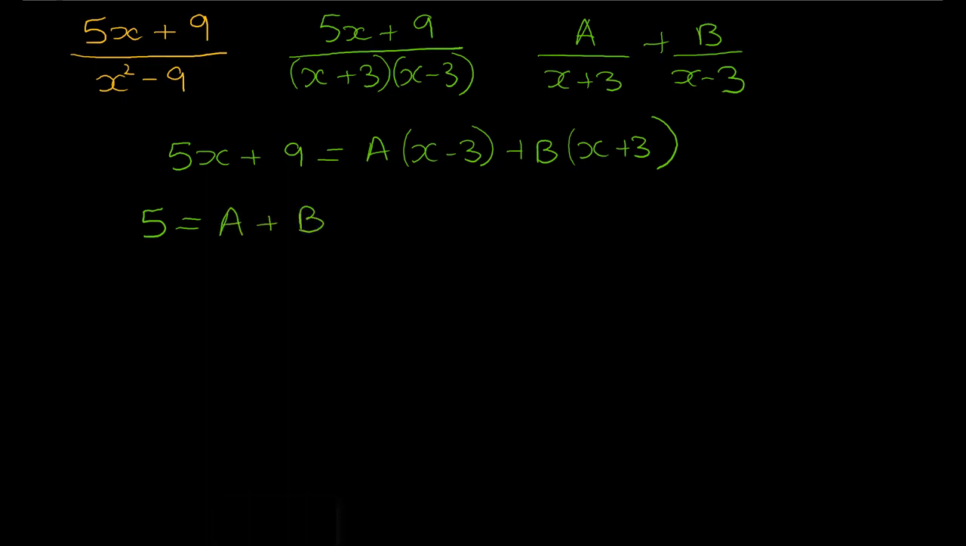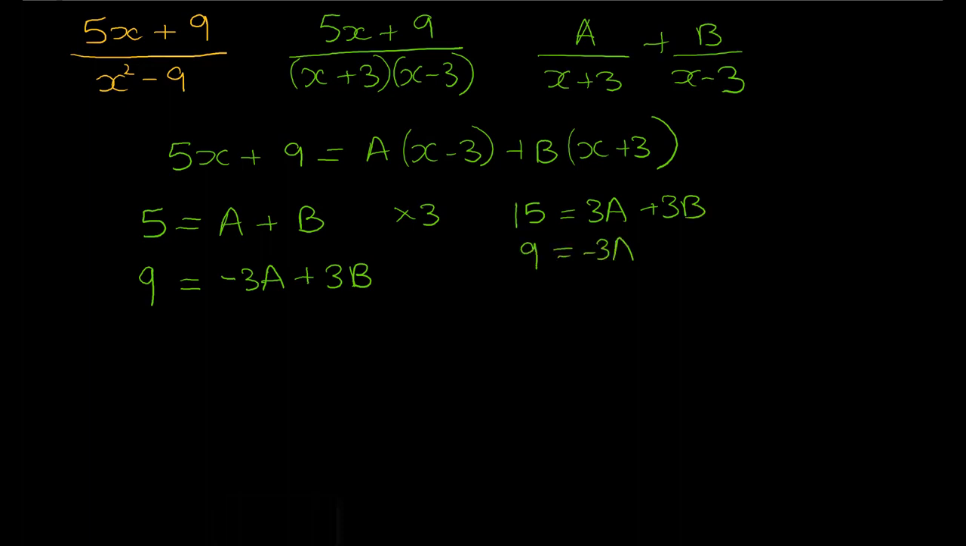plus b. And then we've got 9 as a number on the left hand side, and that's going to be equal to minus 3a plus 3b. So now you have a pair of simultaneous equations that you can solve. So I'm going to multiply the top one through by 3 to make life easier. So we'll have 15 equals 3a plus 3b. I'll write the other one underneath again just to make it easier to see.